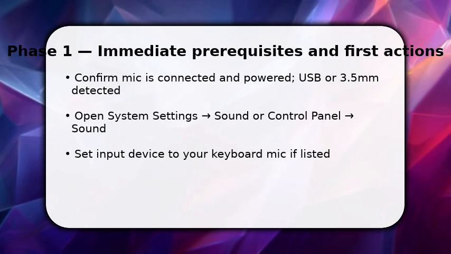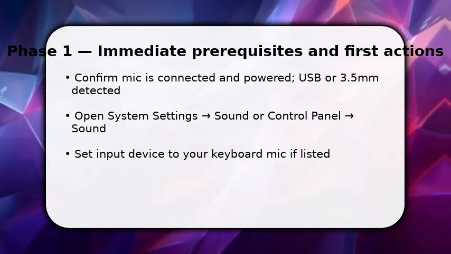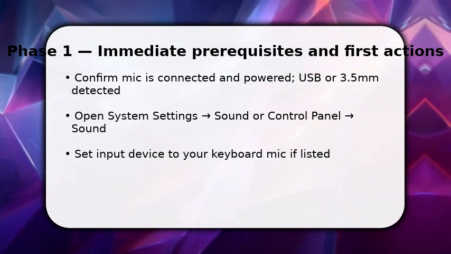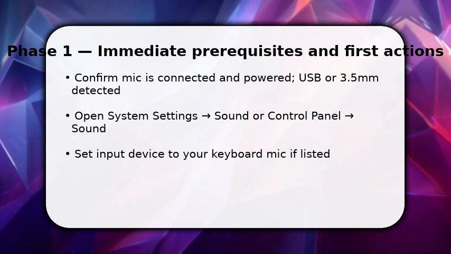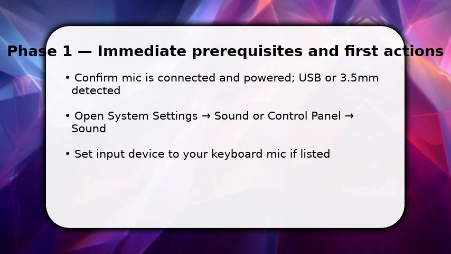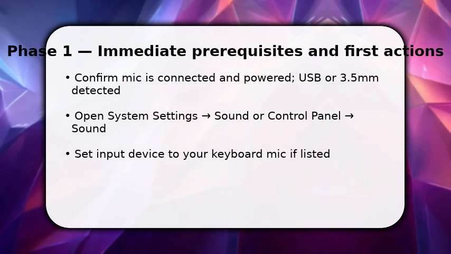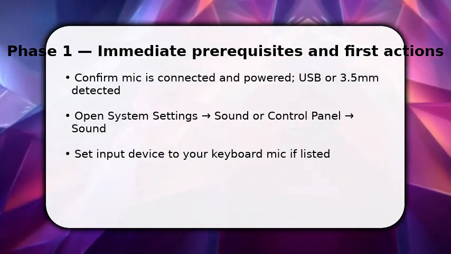Plug in the keyboard mic and make sure your OS recognizes it. Once detected, open sound settings. On Windows, Control Panel > Sound. On Mac OS, System Preferences > Sound. Select the keyboard mic as the input device so other apps can use it. Make sure no other input is active, otherwise you'll route audio incorrectly.